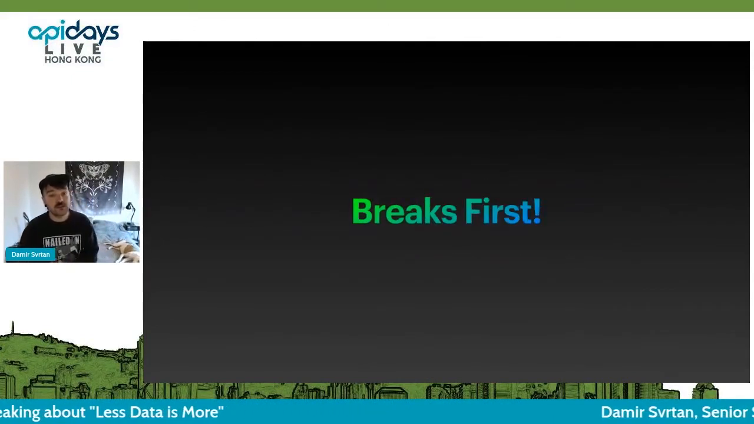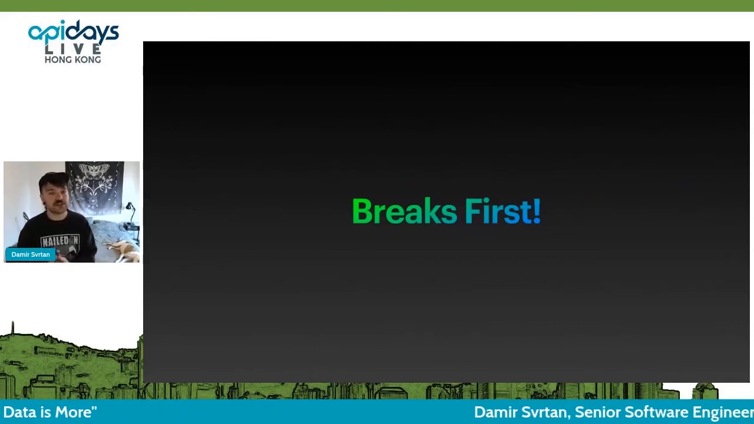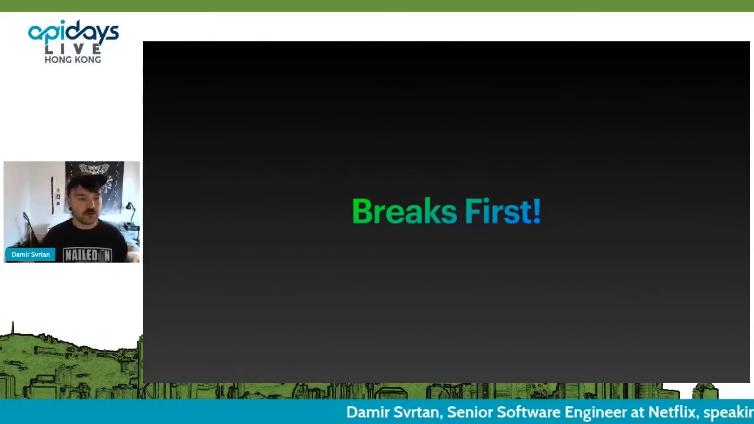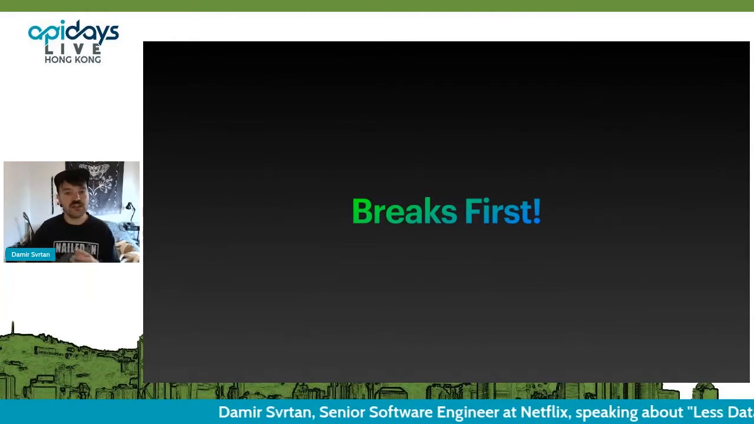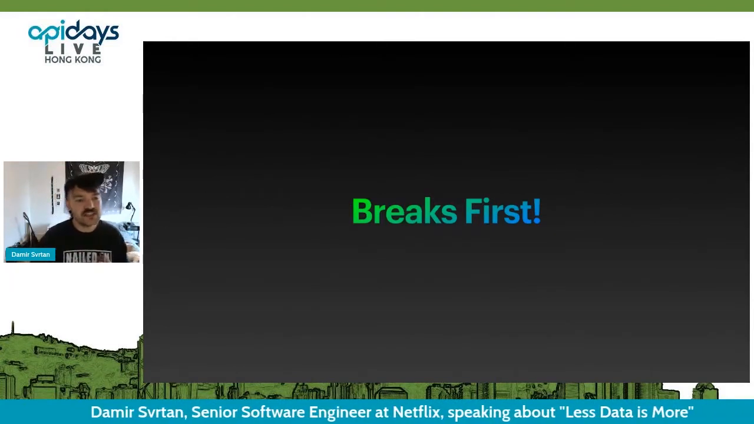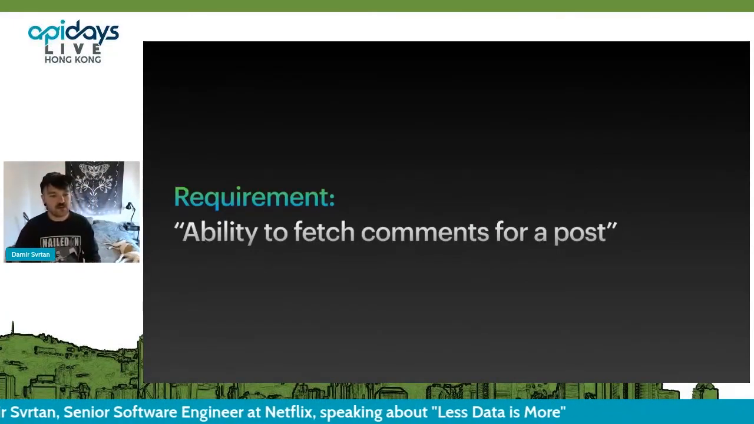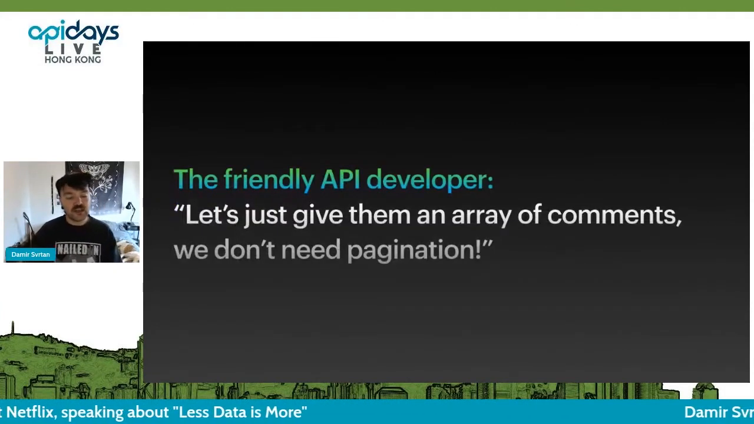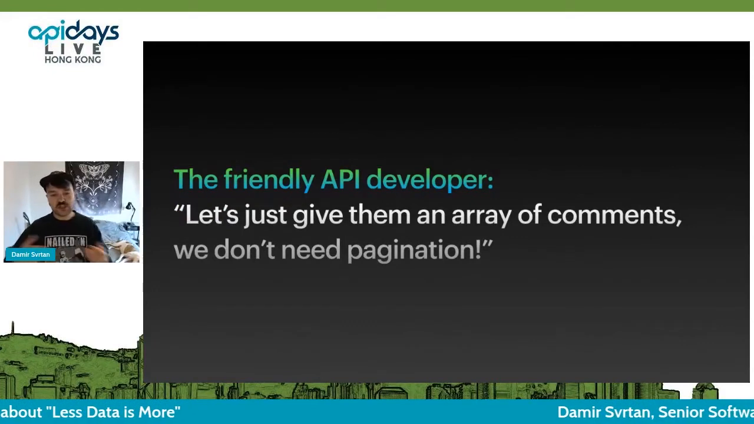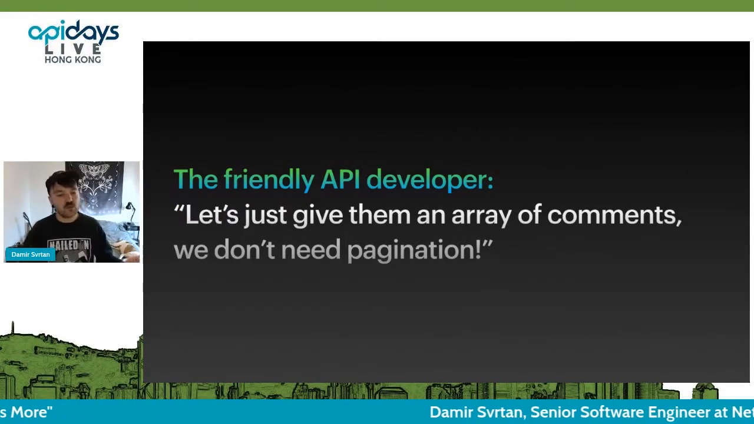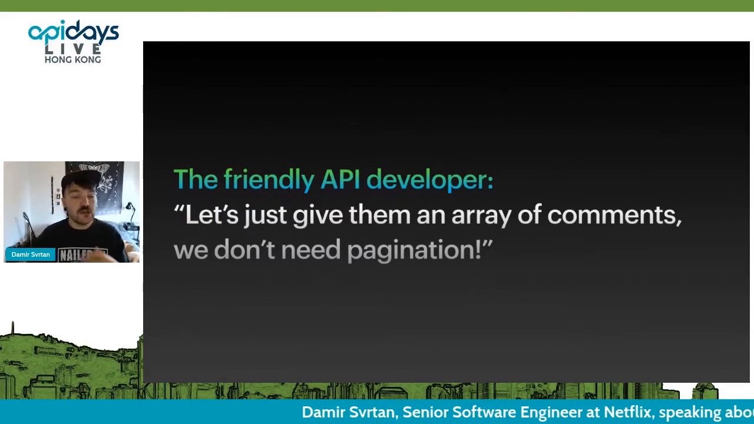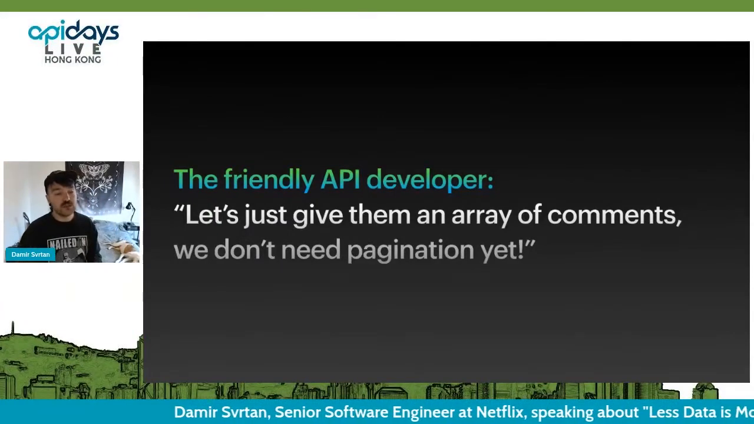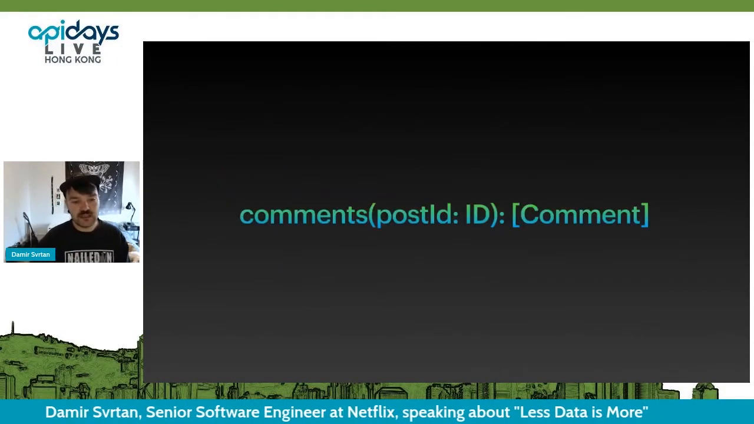Okay, and now the second part of the second principle, breaks first. I want to talk about defensive programming and ensuring that your API is not going to get abused. Let's go with the same example. We have a requirement, the ability to fetch comments for a post. Now, the friendly API developer might just say, let's just give them an array of comments. We don't need pagination. Or even a better version of this, we don't need pagination yet.